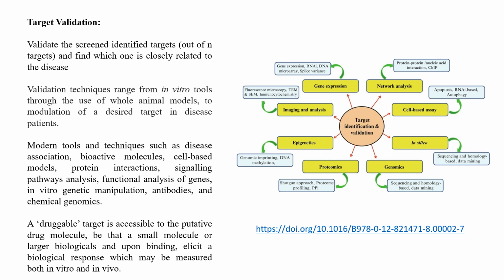Some of the methods used for target identification and validation are gene expression and biochemical assay, and specifically in the biochemical assay, the cell-based bioassay is commonly used. And we can use in silico methods, then proteomics, genomics, and imaging and analysis. As I told you, druggable means that the drug will go and bind to the target, thereby generating a response. That is druggable.